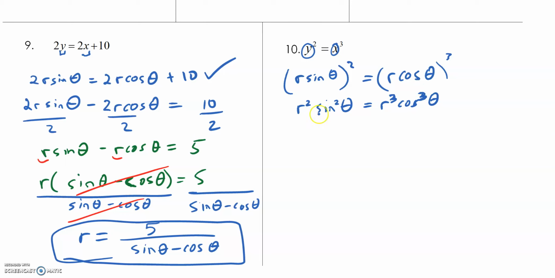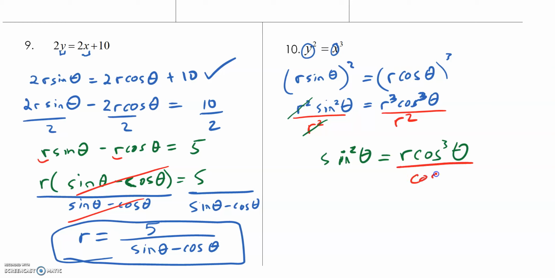So now to get r on one side, what we can do is divide both sides by an r squared. And we can see that these r squares would reduce. And on the right side, there's one more factor of r on the top, so that would just become r cosine cubed theta equals sine squared theta. And now to get r by itself, you can divide by cosine cubed of theta.